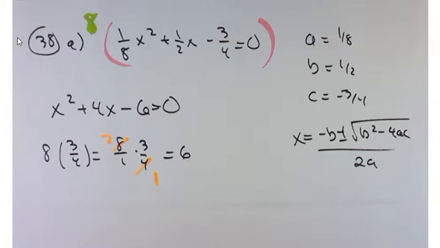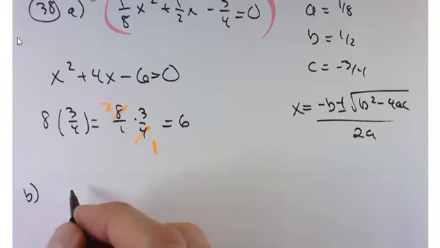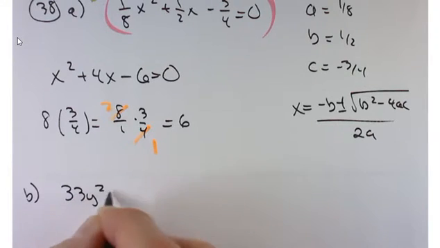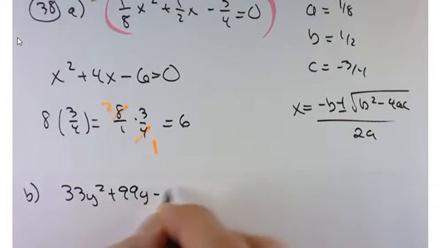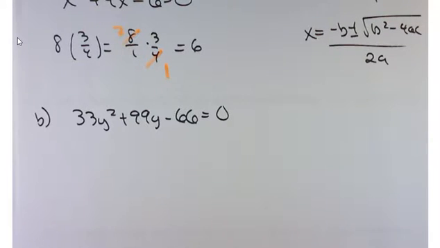There's a couple other examples like that. Let's do the next part, part B. 33y squared plus 99y minus 66 equals 0. Wow. Hey, want to try putting that one in the quadratic formula? Maybe not as it stands. Maybe we can do a little bit better.